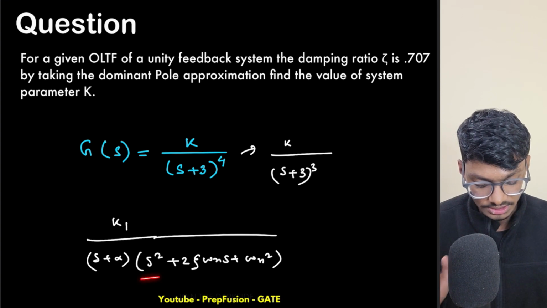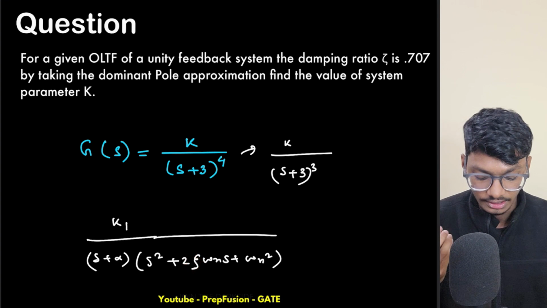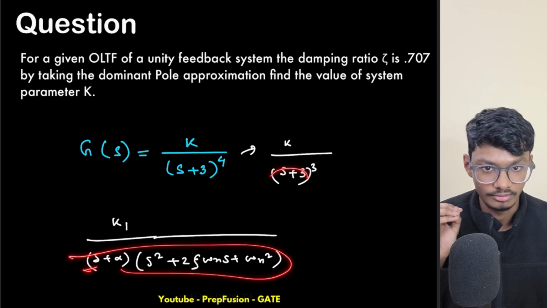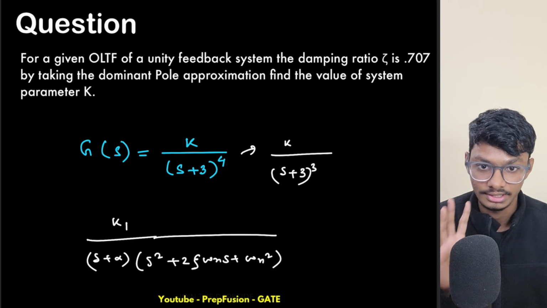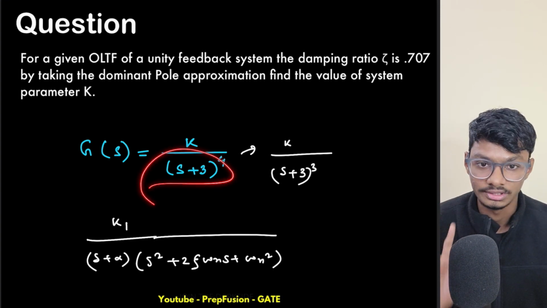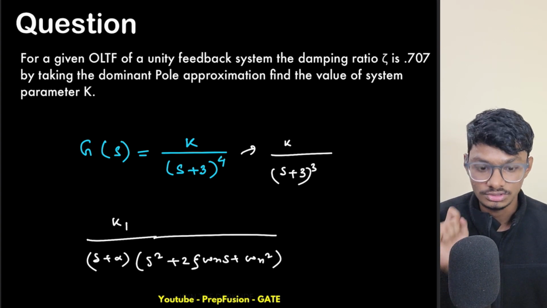Now this is s square plus 2 zeta omega n s plus omega n square, and you know zeta, right? From this, if you equate this one with this, you will be able to find it out. But this is also a very lengthy process, but still it is a good process. But for a fourth order equation, you wouldn't be able to solve it. For a fourth order equation, you have to do something else.